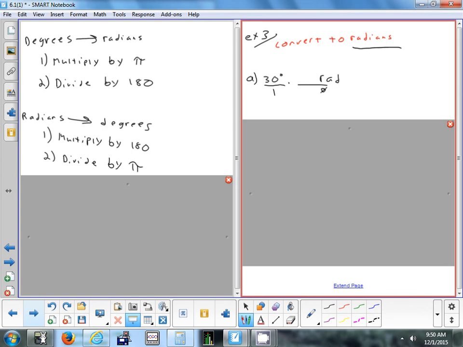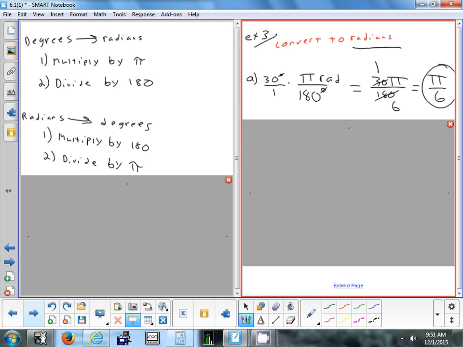So now degrees and degrees would cancel. Now, what number did I say to always think of when you think degrees? 180. What number did I say to always think of with radians? Pi. And now we just multiply it out. 30 pi over 180. Generally we don't write it as a decimal. Just reduce it as much as you can. 30 goes into itself once. How many times does 30 go into 180? 6. And the answer is pi over 6.